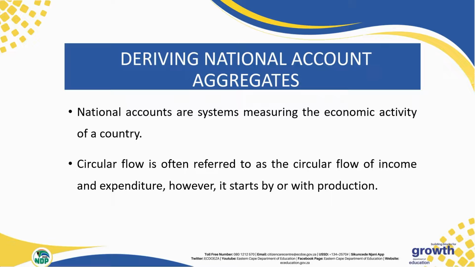Now, the national account aggregates are very, very important to an economy because they bring about a glimpse on how our economy is performing. So they measure the performance of an economy. Also, the circular flow, people refer to it as a circular flow of income, the circular flow of expenditure, but they tend to neglect the fact that the expenditure and income starts by production. So in order for people to earn income, there has to be a production. In order for people to make an expenditure, there has to be a production because of the utility of form that is required by the individuals.